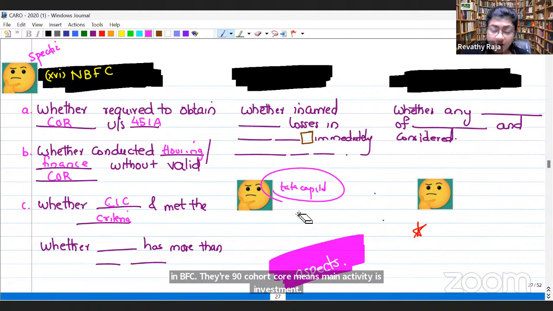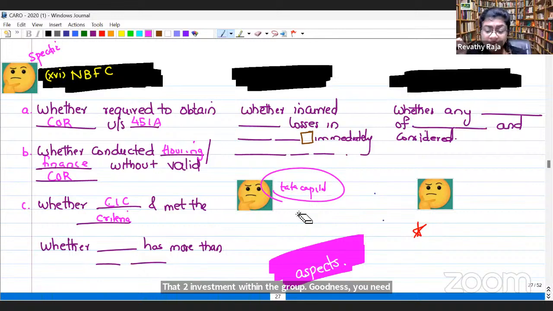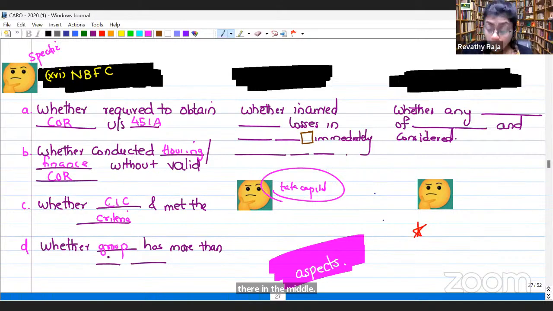But this you need not learn. Such an NBFC is called a core investment company. If your company is a core investment company, whether they have met the criteria of 90%, etc. The 90 and 60 is not there in the material, I've just said it. Now, whether the group has more than one CIC, whether the Tata Group has Tata Capital, Tata something else.